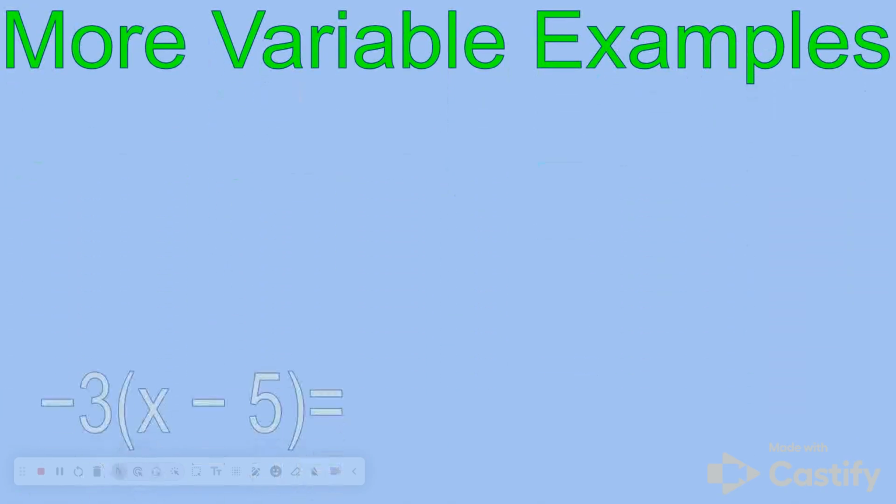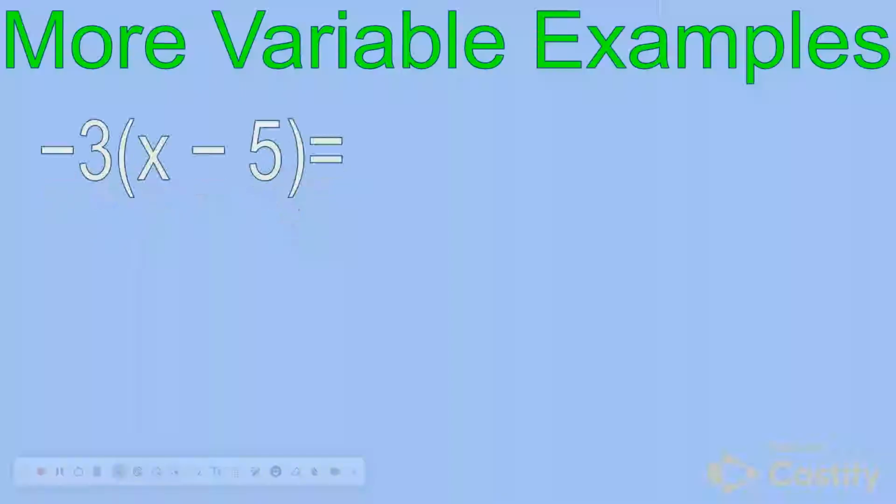Okay, so just a couple more with variables just to make sure we've got the steps down, make sure we're doing the correct multiplication. So this time we have a negative number outside, but that doesn't change what we do. It's still take the outside number times what's on the inside. So I would start with negative 3 times x, which is just negative 3x. Then I do negative 3 times negative 5.